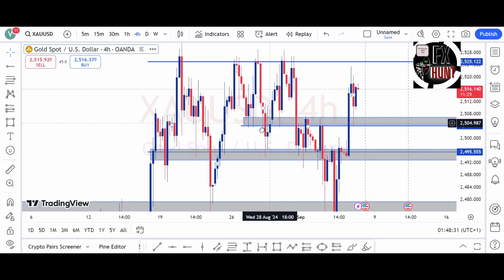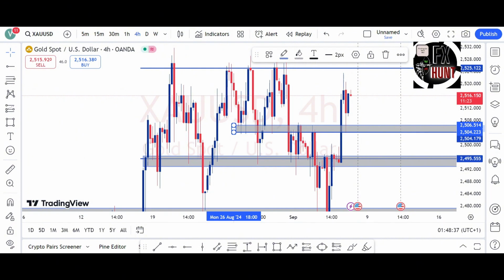Let me position the rectangle properly. When price gets here, you could see the multiple reactions. You see the reaction here.